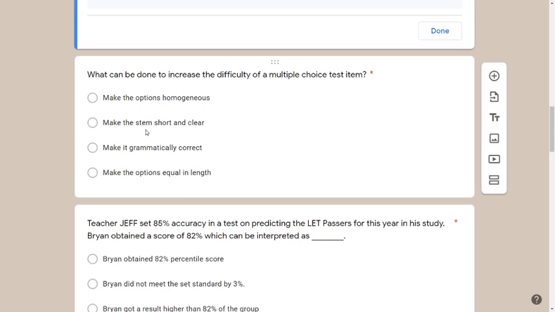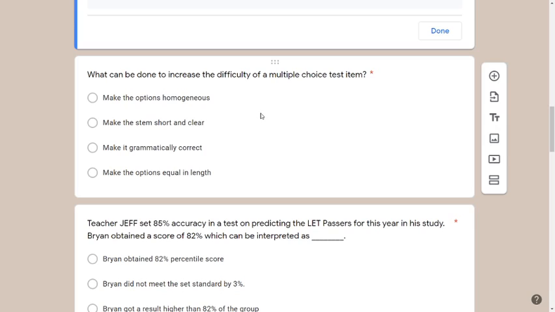The other one, make the stem short and clear. Okay, being direct or concise and clear with your question, it's not going to make it difficult too. The last option, which of course obviously is the correct one, says make the options homogeneous.